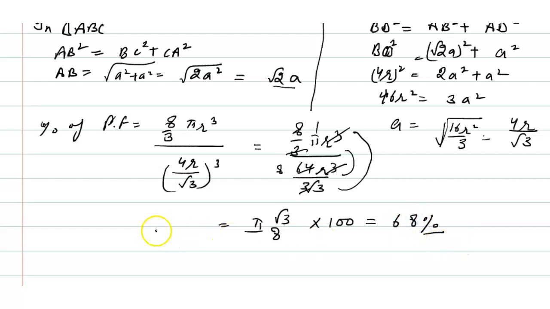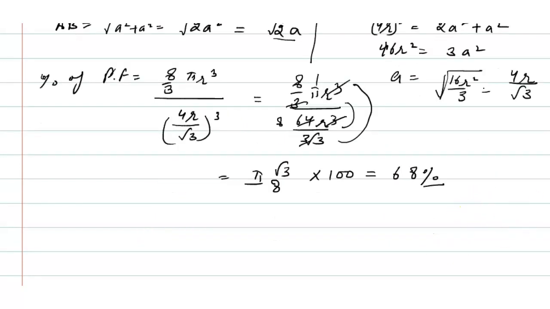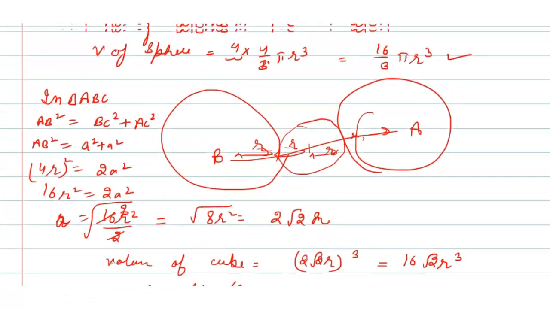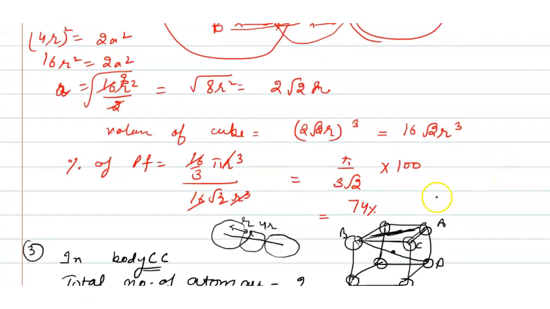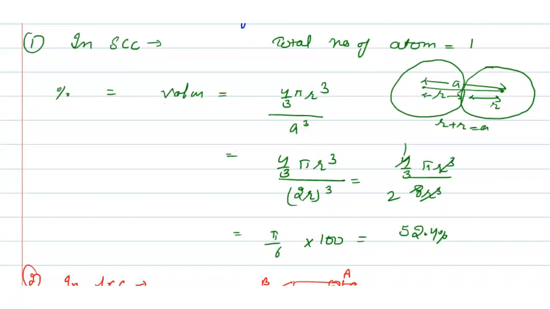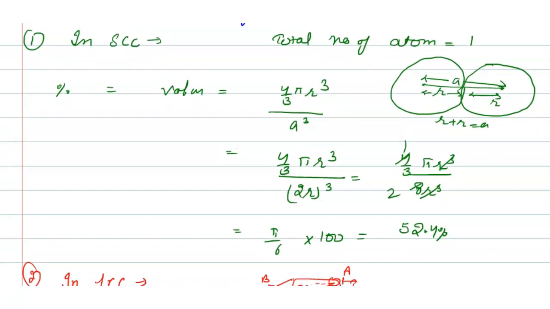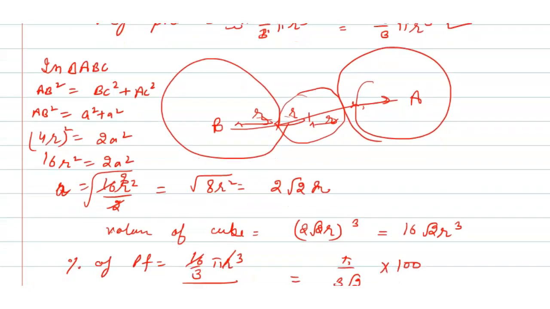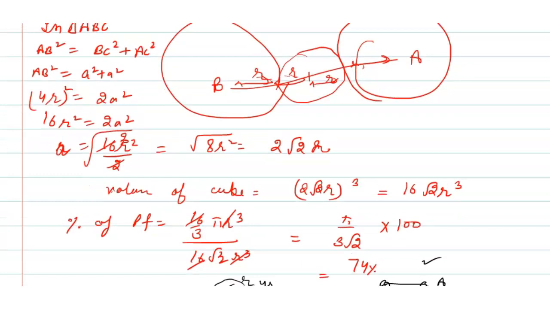So you can see that packing fraction of body centered cubic unit cell is 68% and packing fraction of face centered cubic unit cell is 74% and packing fraction of simple cubic unit cell is 52%. So the largest space is occupied in face centered cubic unit cell.